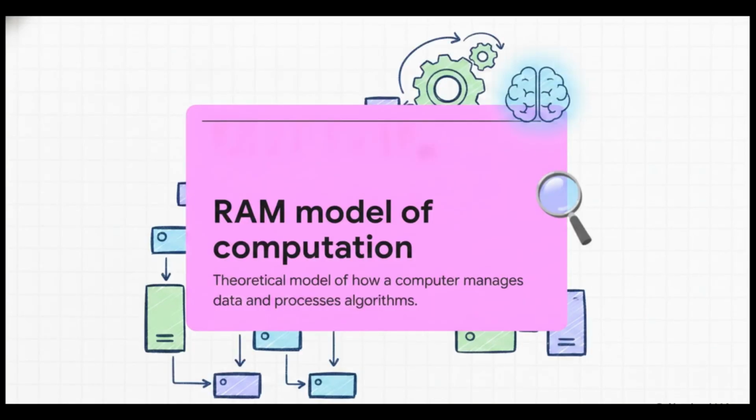But where does all this magic actually happen? Enter the RAM model of computation. Picture it as your theoretical workshop where all these concepts come to life. By grasping this foundational model, we get a crystal clear look at exactly how a computer manages data and processes those algorithms. It is the absolute baseline environment we need to understand before we can even think about organizing things.